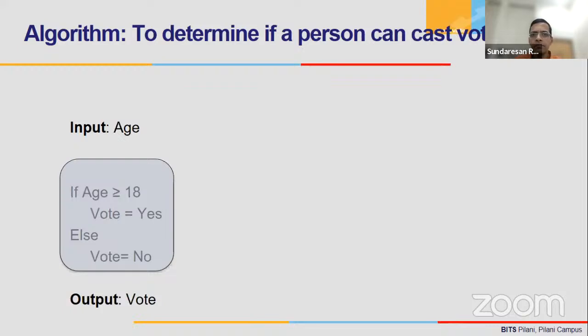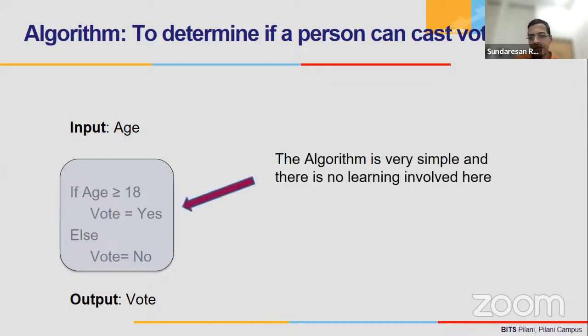Here is another algorithm, which is to determine if a person can cast a vote or not. So the input is the age of the person, and the output is whether the person can vote or not. It is as simple as: if the age is greater than or equal to 18, vote equals yes, otherwise vote equals no. So we see this algorithm is extremely simple, but there is no learning involved here. It's just a set of rules. It's just one rule. If the age is greater than or equal to 18, you can vote. Otherwise, you cannot vote.